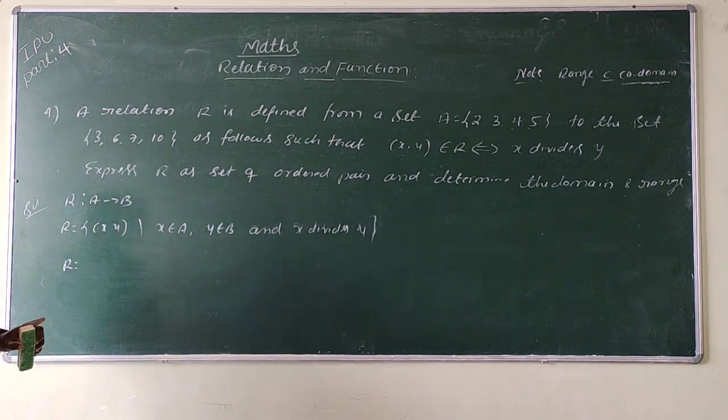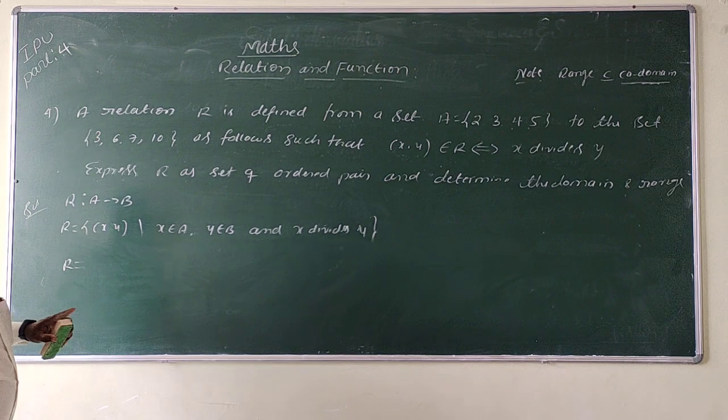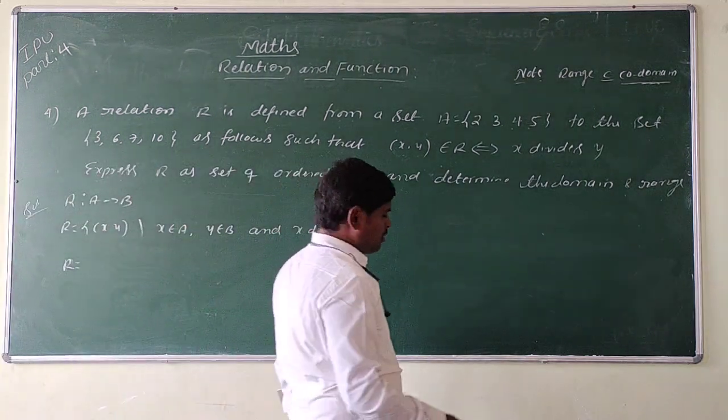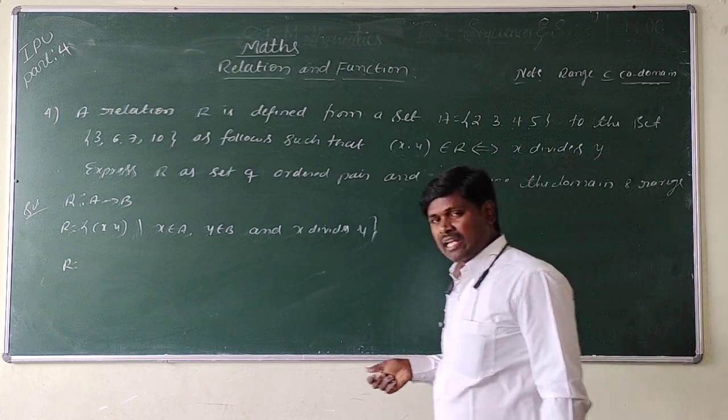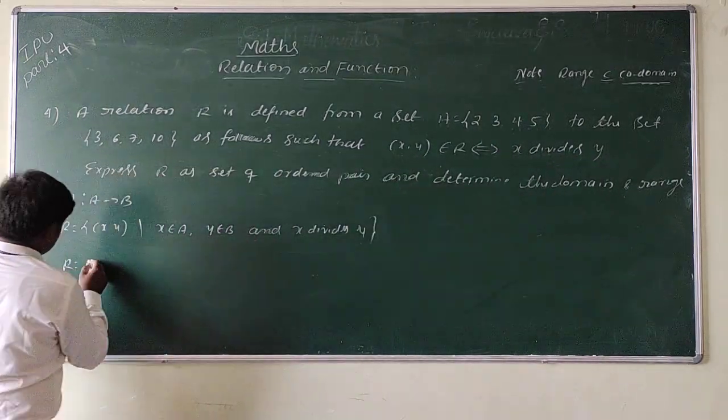So it is better to write. It is difficult to write the ordered pairs since there are more elements in the sets A and B. So it is better to write directly. Okay, the first one is.